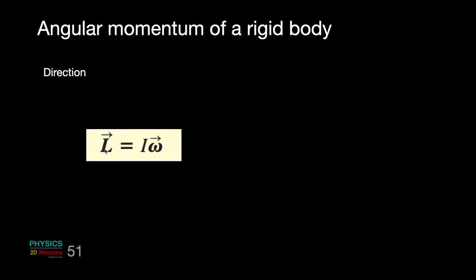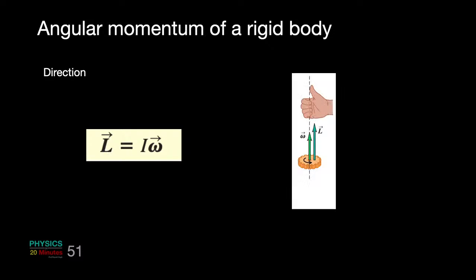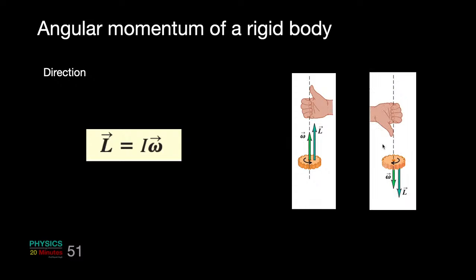In the diagram it will look like this. Remember that the direction of omega is given again by the right hand rule. You curl the fingers of the right hand in the direction of rotation, and the outstretched thumb gives you omega. L will have the same direction as that of omega. Remember, if omega is reversed, L will also get reversed.